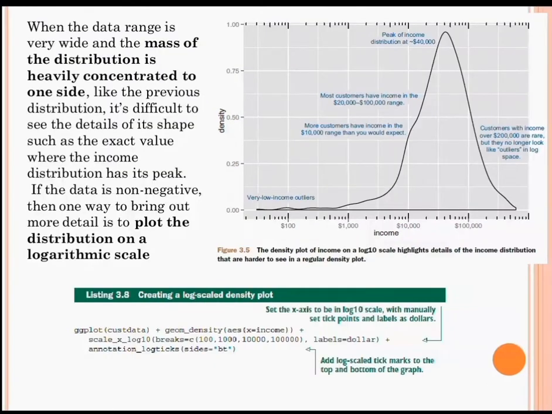When the data range is very wide and the mass of the distribution is heavily concentrated to one side, it's difficult to see the details of its shape, such as the exact value where the income distribution has its peak. If the data is non-negative, then one way to bring out more detail is to plot the distribution on a logarithmic scale.